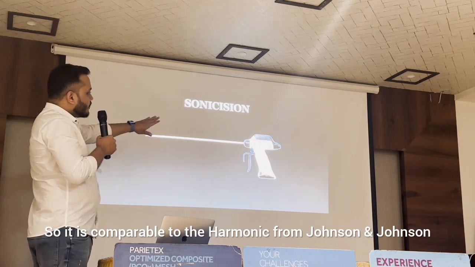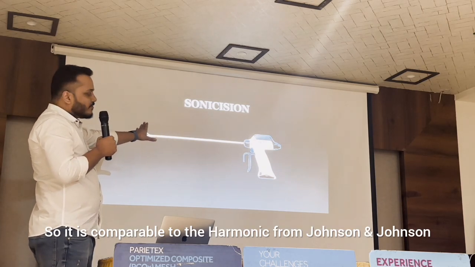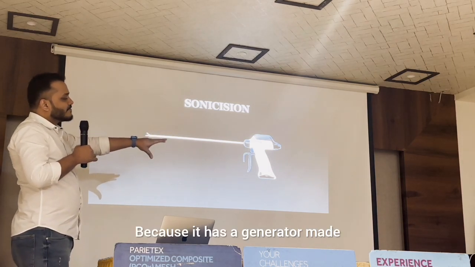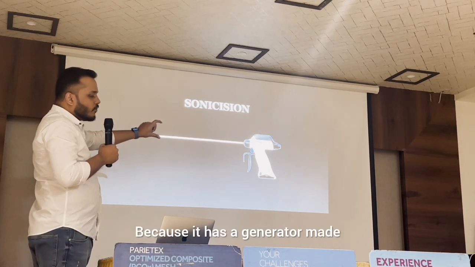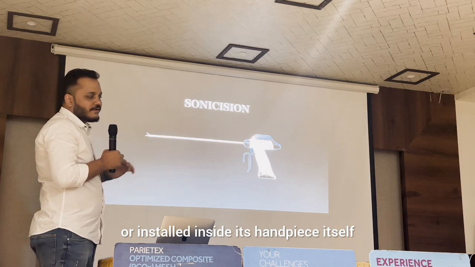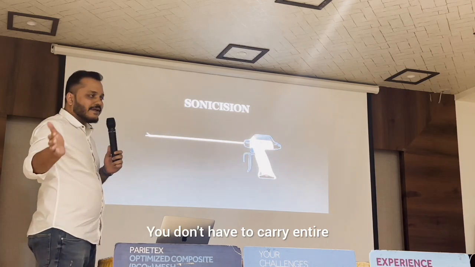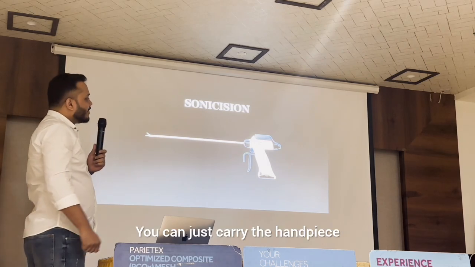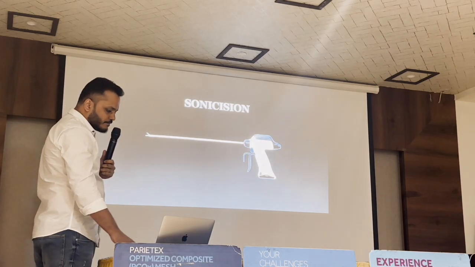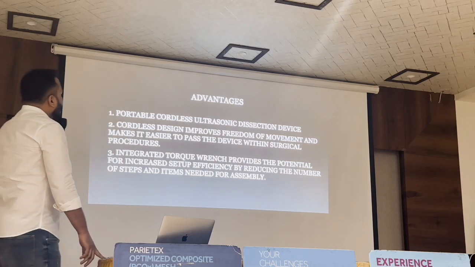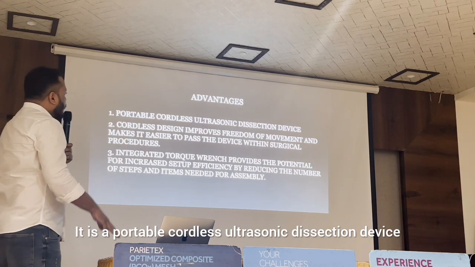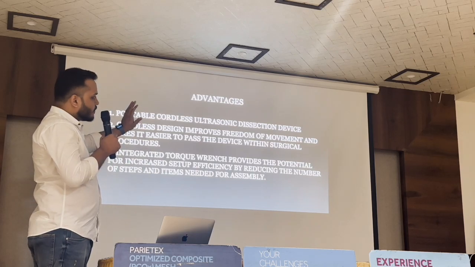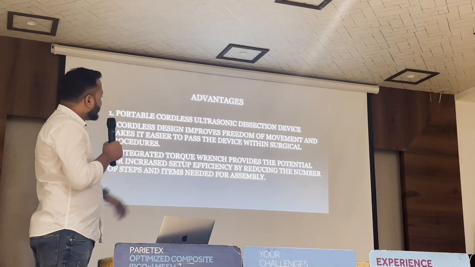So it is comparable to the Harmonic from Johnson & Johnson. Wonderful instrument. Why? Because it has a generator installed inside its handpiece itself. You don't have to carry an entire box of generator along with you. You can just carry the handpiece and you can start operating wherever you go. What are its advantages? It is a portable cordless ultrasonic dissection device, right? It is an ultrasonic or USG based dissection device.